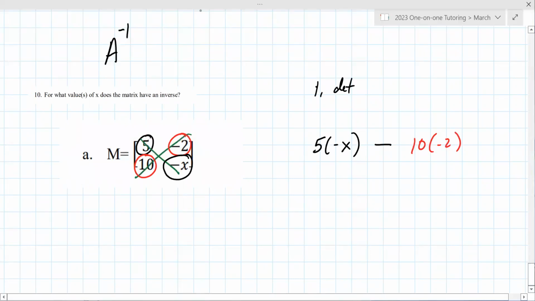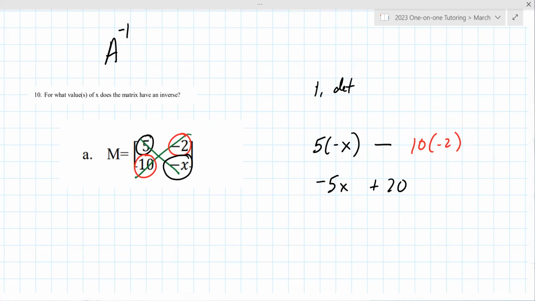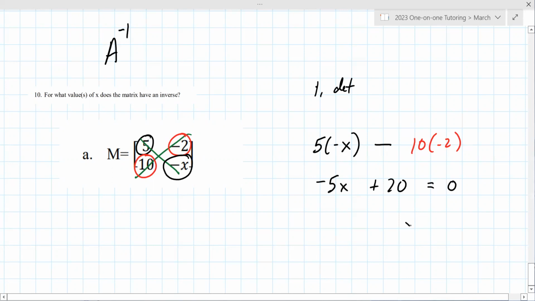However you want to remember that, your signs are very important. It's always subtracting. If this on the right is negative, then you're adding. So this becomes plus 20. If you want this to not have an inverse, this would equal 0. So you solve for x here, you get x equals 4, but that means it has no inverse. So for any other value, basically anything but 4, you're good.